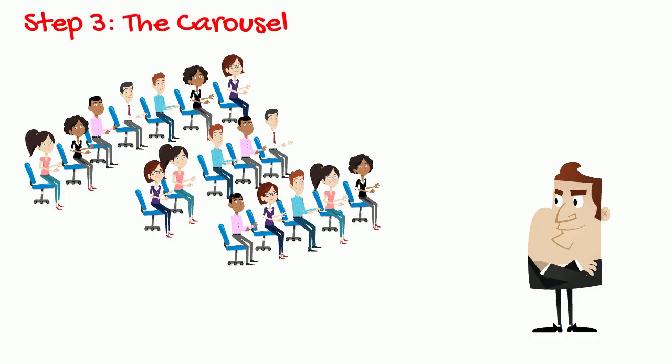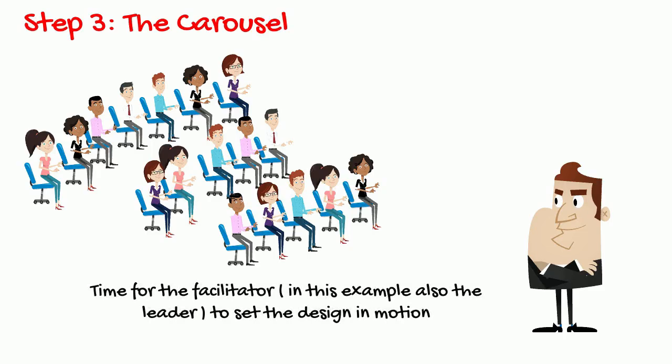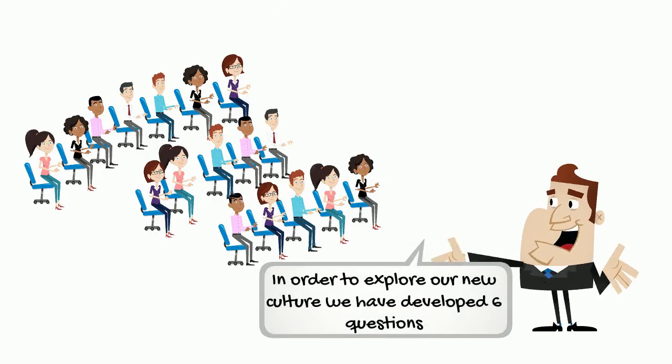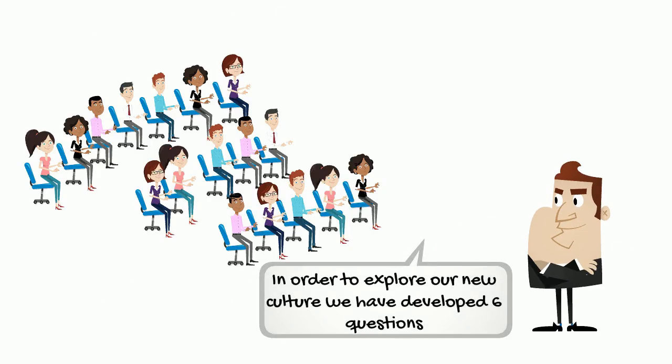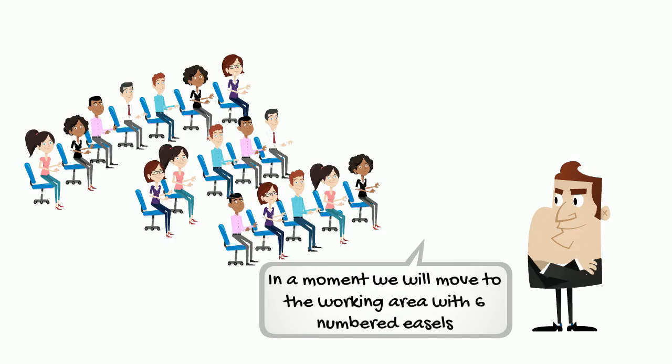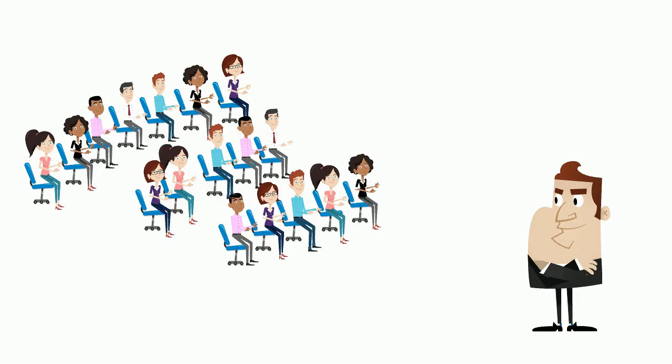Step 3. The carousel. Now it's time for the facilitator to set the design in motion. Tell the group that in order to explore what their new culture needs to be, you've developed 6 questions. Tell them that in a moment they will move over to the working area where they will find 6 numbered easels, each containing 1 question.